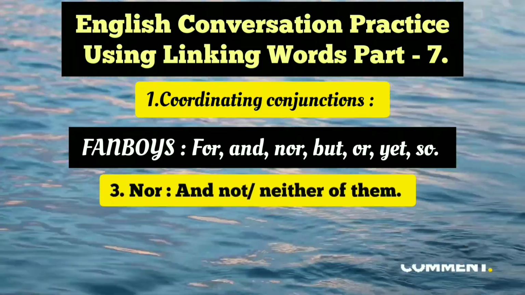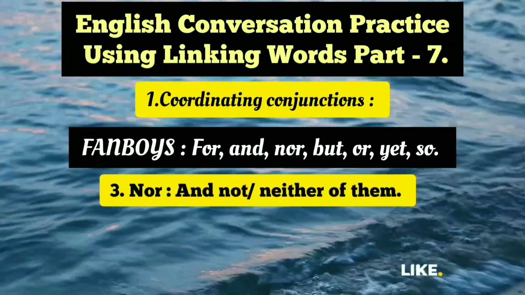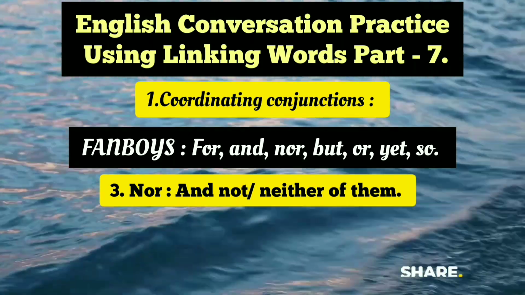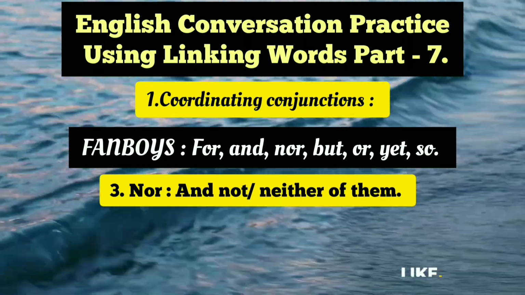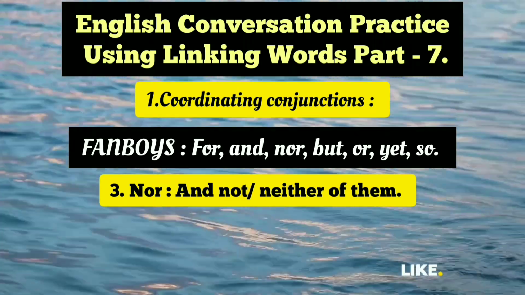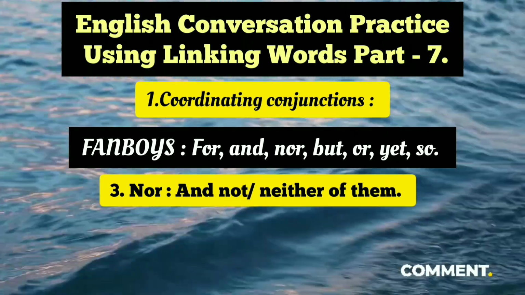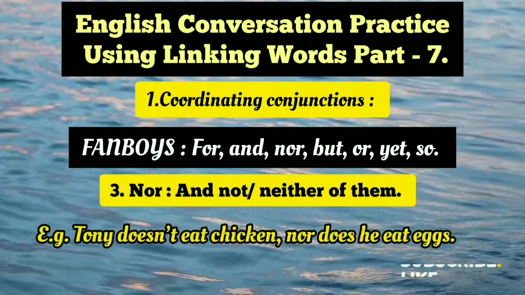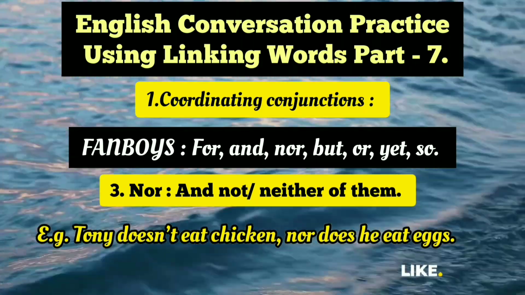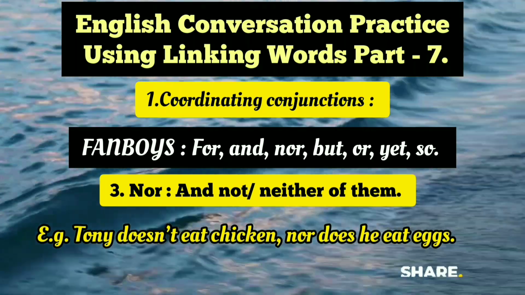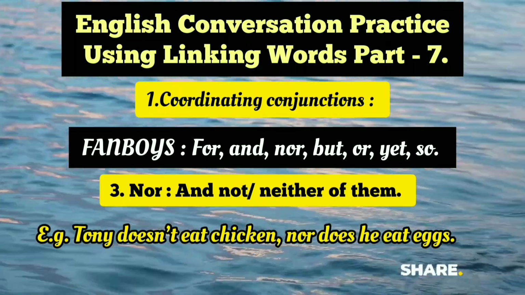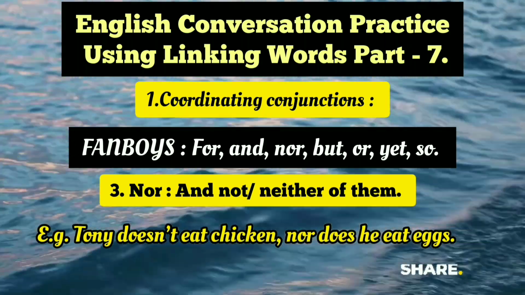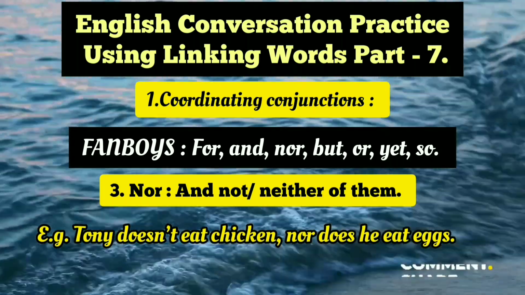Up next we will see the third one, that is nor. Very important. Nor means and not. That means neither of them. Not any of them, or neither of them, is called nor. When you want to talk about neither of the alternatives, that time we use nor. So let me show you how to use it. Tony doesn't eat chicken, nor does he eat eggs. I'm quite sure you're following the sentences. So here he doesn't eat both, so that's why I'm using nor and joining the sentence. Tony doesn't eat chicken, nor does he eat eggs. That means he doesn't eat either eggs or chicken.